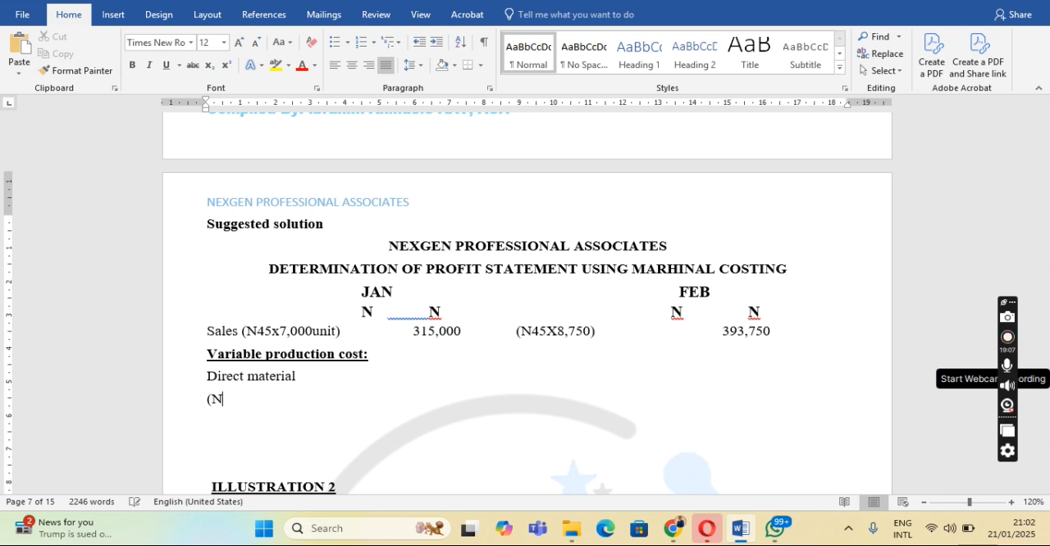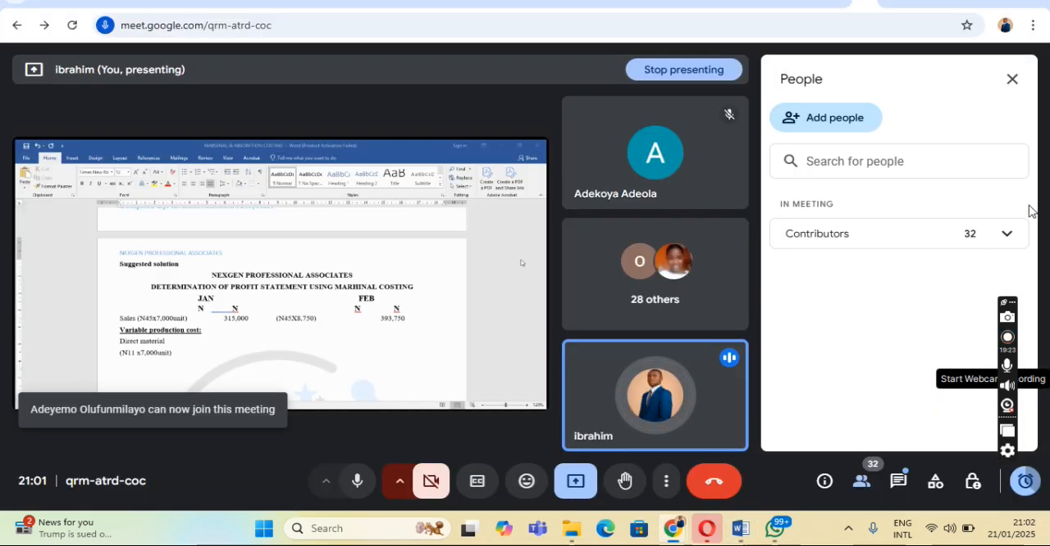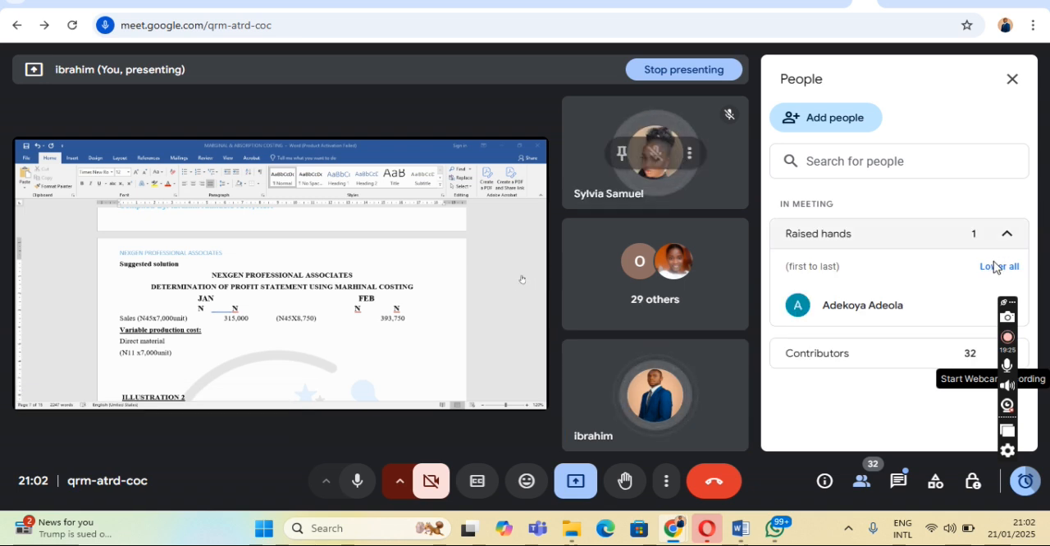Times what is the unit produced for January? The unit produced for January is 7,000 units, right? 7,000 units. Now, what do we have? What is the cost, class? What is the cost? Multiply. 7,000, right?